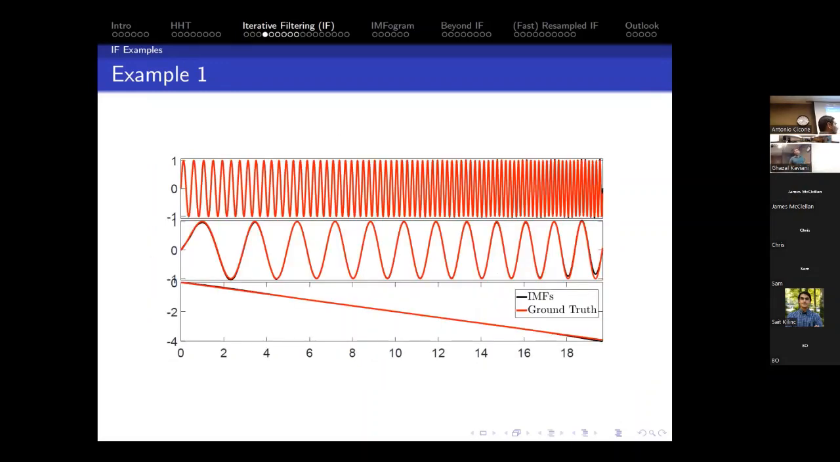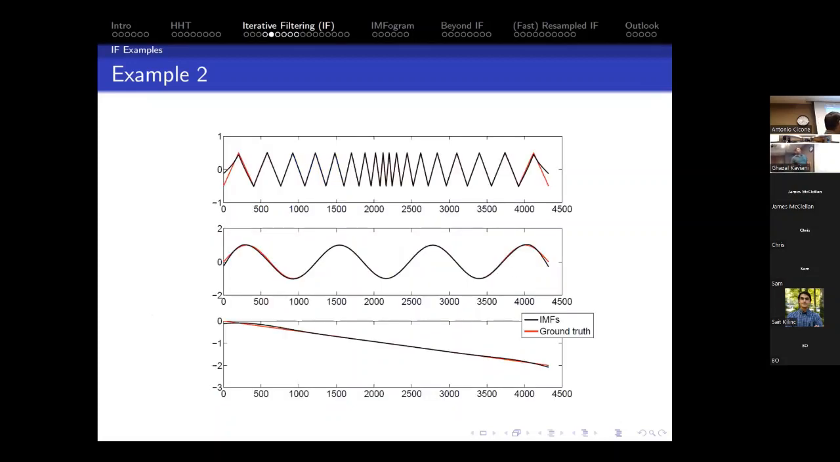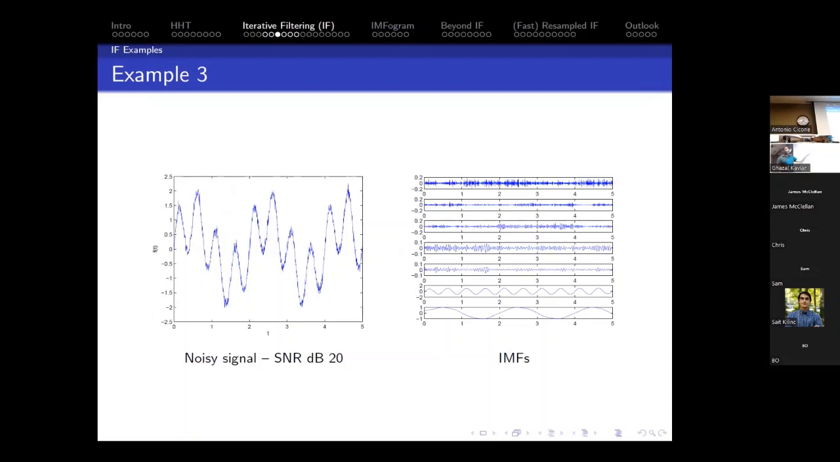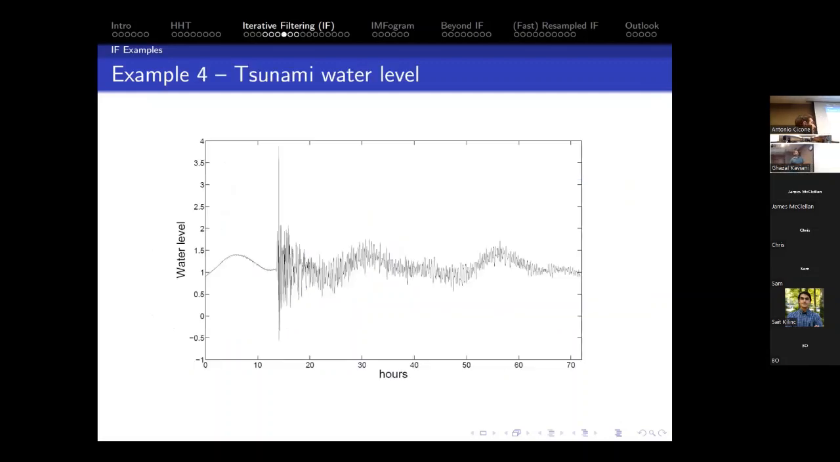You get the same similar nice decomposition. You can apply it to even non-smooth signals and you can decompose them. Or if you take a stationary signal, super simple, with two components, if you add noise and even more noise, you can reconstruct the two components plus a bunch of noise, okay? So it's stable, as expected.